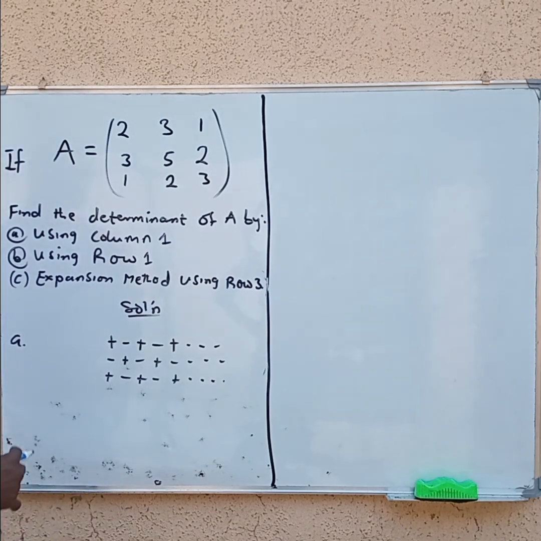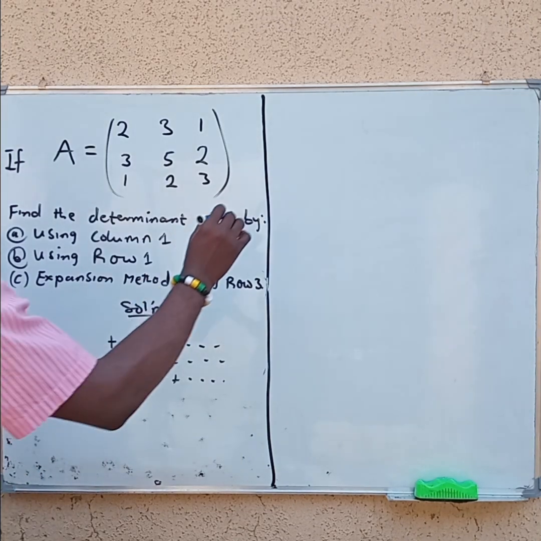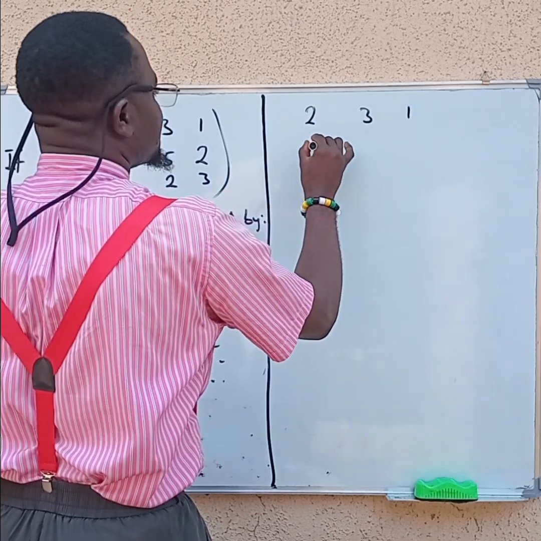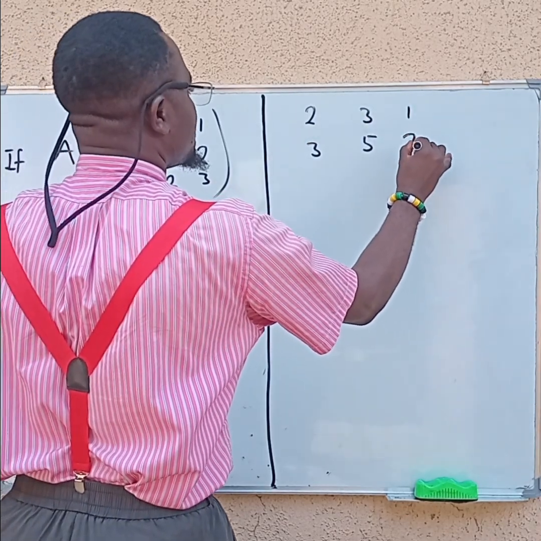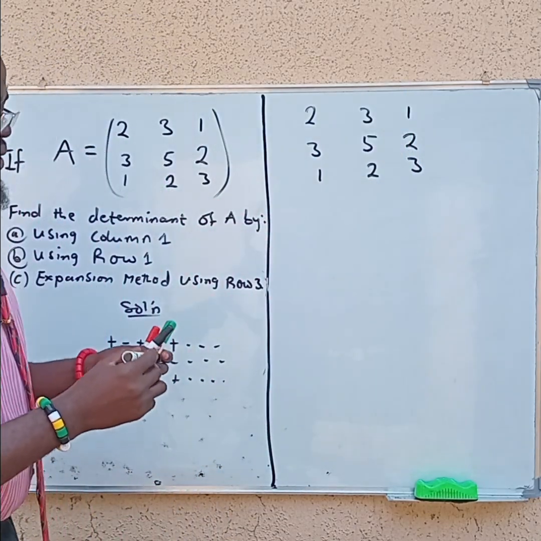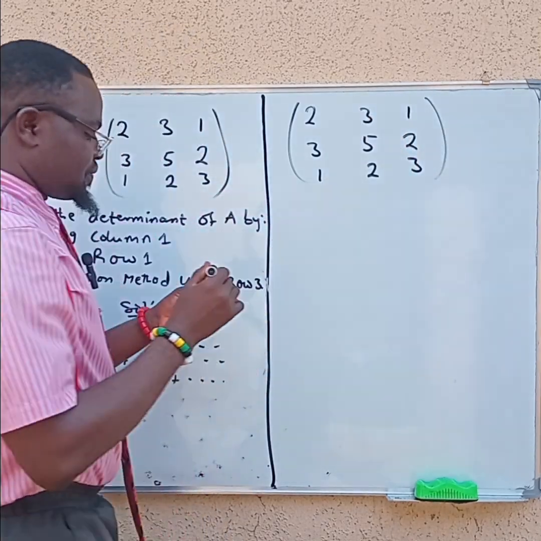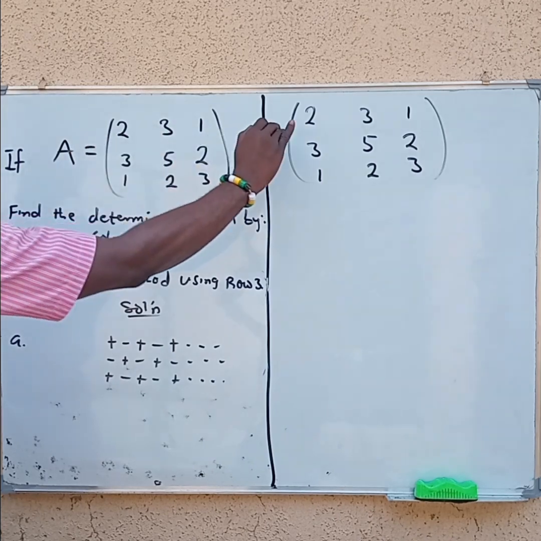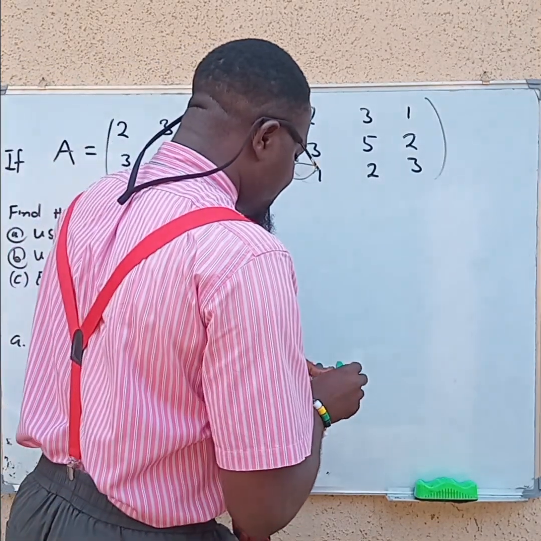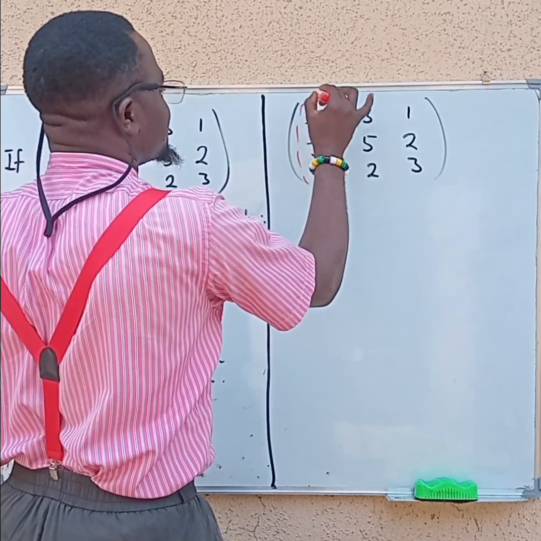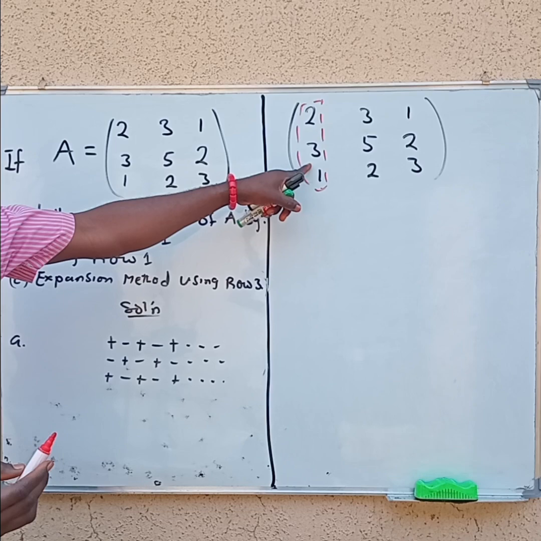Good. So if we are to use column 1, we'll bring the matrix up here so that you can see. There is a matrix 2, 3, 1, 3, 5, 2, 1, 2, 3. This is what was given to us. Now they say we should use column 1. This is the column, and this is the row. Column is the one standing. This is column 1, right?